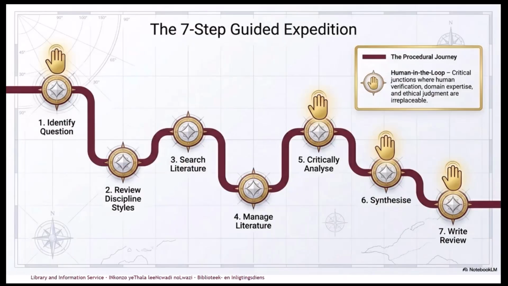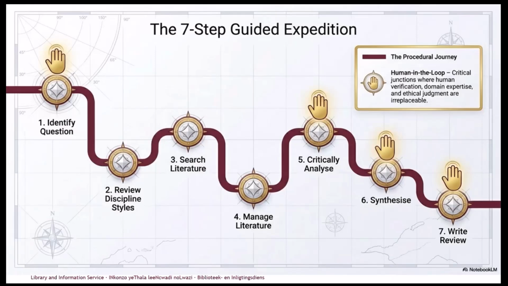So, as with my other literature review webinar, I want to cover in this session the different stages of the literature review and indicate how AI can be utilized here. The human in the loop is represented by the hand: critical junctions where human verification, domain expertise, and ethical judgment are irreplaceable. So, identifying the question, critically analyzing the information, the synthesis of the information, and writing the review.